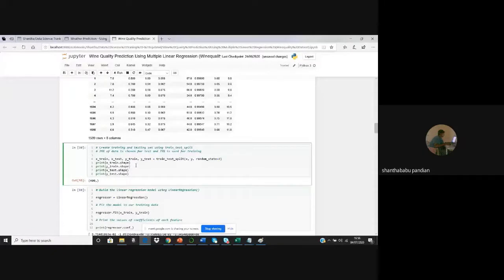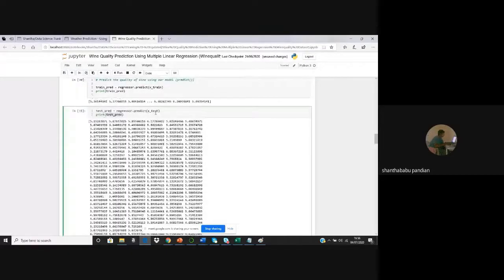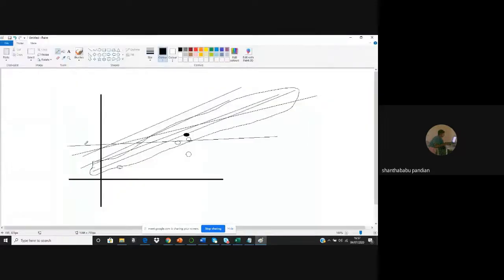Just run this and you will get the value. Don't panic about this. It is actually all the test predicted values. After passing my X test to this simple method, you don't need to bother about it. But mathematically, you want to understand what exactly the predictor values are. The predictor value is nothing but this value. For a given test data, the predictor value is going to be this one.